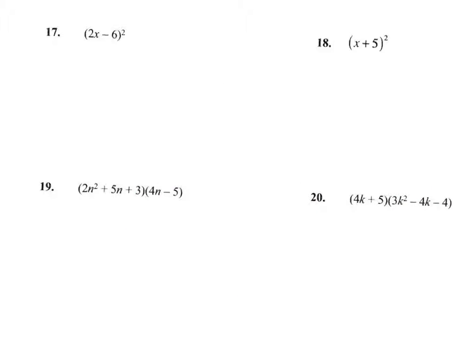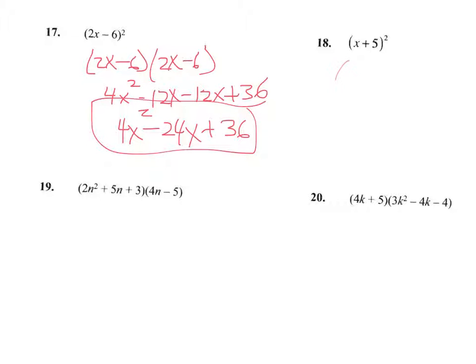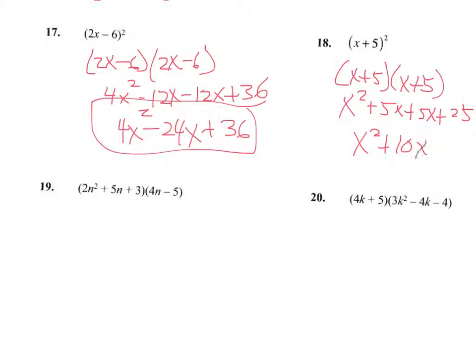Here, multiplying out, we can write it twice, 2x minus 6, 2x minus 6. So using FOIL, 4x squared minus 12x minus another 12x plus 36. So we'll get 4x squared minus 24x plus 36. Here, writing it twice, x plus 5, x plus 5. So we'll get x squared plus 5x plus another 5x plus 25. So x squared plus 10x plus 25.